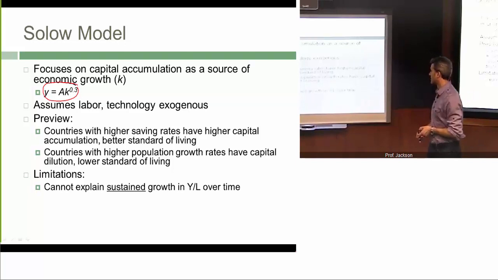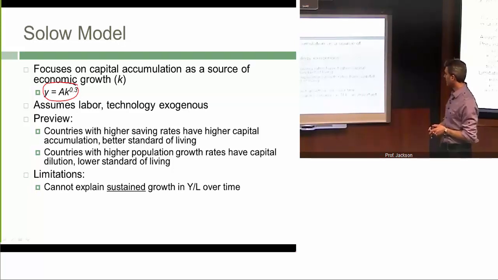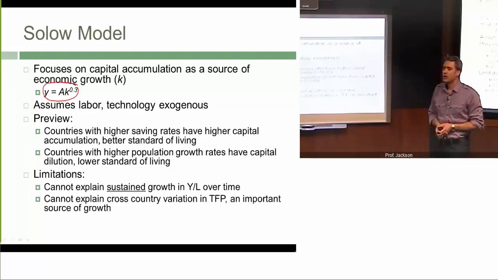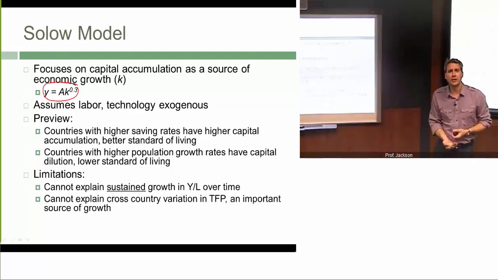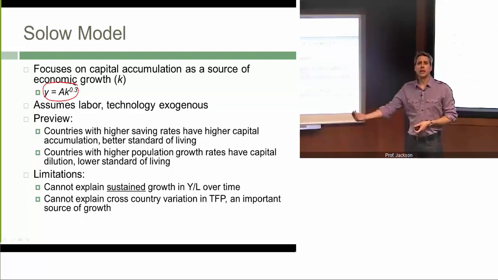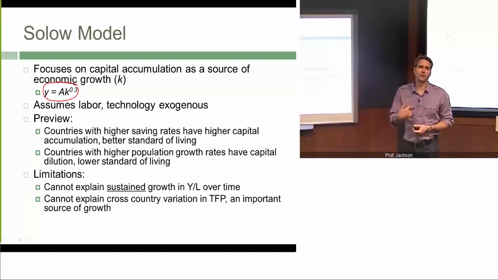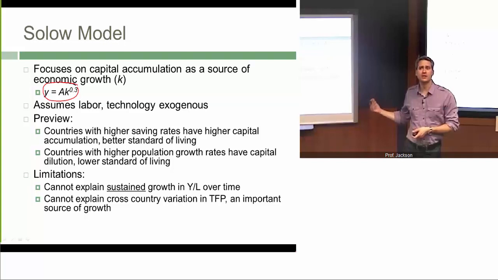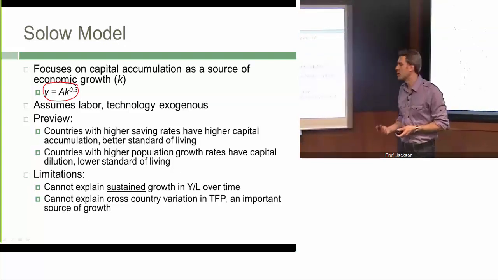And as I mentioned in the previous video, the limitation to this basic Solow model framework is that it doesn't allow us to explain sustained growth in output per worker over time. We'll see an example of that at the end of this video. But more generally, it does a poor job of explaining cross-country variation in economic growth. In particular, the fact that total factor productivity varies across different countries is an important source of variation in growth. This basic framework assumes that technology is essentially the same or exogenous, and so it doesn't do a good job of explaining cross-country variation in growth in that sense.